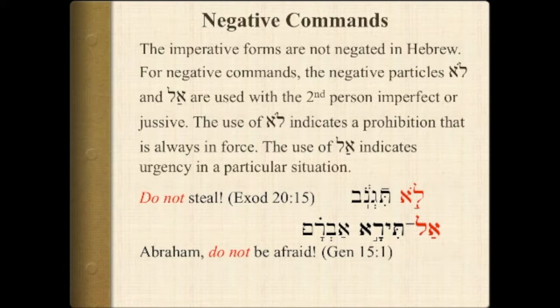So, for example, here we have from the Ten Commandments, "Do not steal." Notice that it uses the particle lo. That means this is always in force. It's a direct prohibition, always and forever. However, here, "Abram, do not be afraid." This is a particular situation. It's nothing that is always in force, but it's some kind of urgent command in a particular situation.